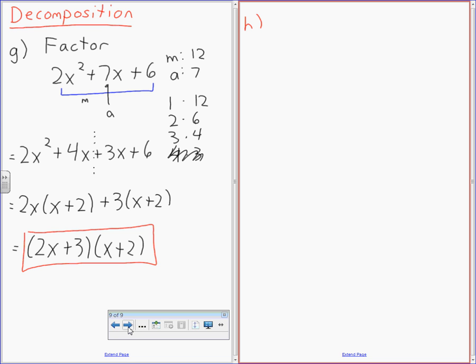H is going to be factor 3x squared plus 11x plus 10. Okay, pause the video, give you a second to try it. If you're not sure what's happening right now, raise your hand, I can come around and help.